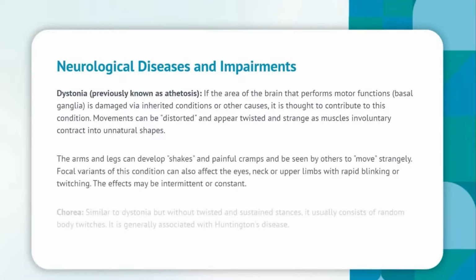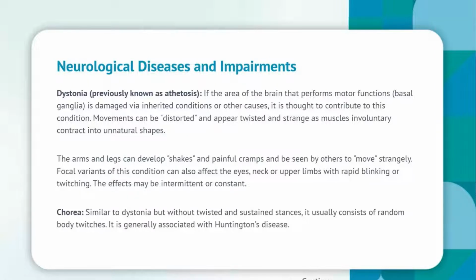Dystonia, previously known as athetosis, if the area of the brain that performs motor functions, the basal ganglia, is damaged via inherited conditions or other causes, it is thought to contribute to this condition. Movements can be distorted and appear twisted and strange as muscles involuntarily contract into unnatural shapes. The arms and legs can develop shakes and painful cramps and be seen by others to move strangely. Focal variants of this condition can also affect the eyes, neck or upper limbs with rapid blinking or twitching. The effects may be intermittent or constant.